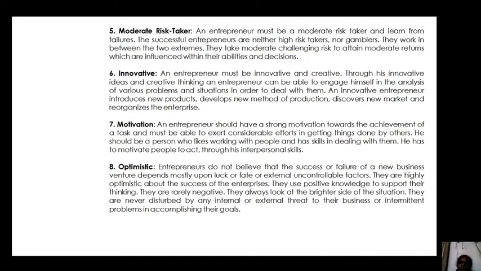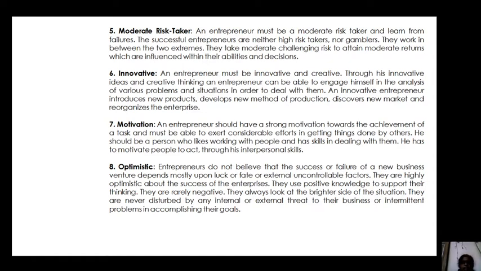Entrepreneurs do not believe that the success or failure of a business venture depends mostly upon luck or fate or extreme uncontrollable factors. They are highly optimistic because of the success of the enterprise. They use positive knowledge to support their thinking. They are rarely negative. They always look at the bright side of the situation. Okay, they do not go negative, they always think positive for their business.